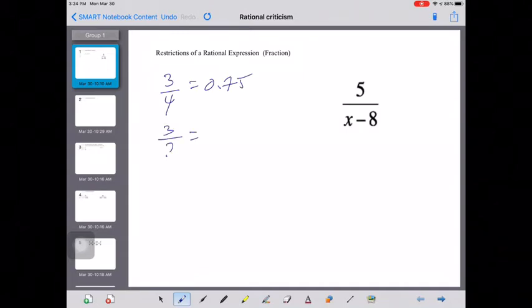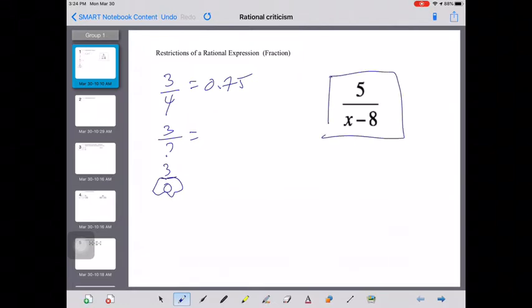Now, if I ask you 3 divided by what will not give you a number, meaning it doesn't really work or doesn't make sense, that number is going to be 0. So 0 is a number that the denominator cannot be. That denominator cannot be a 0. So when we have a rational expression where you have a variable somewhere in the numerator, denominator, or both, what value for x will this rational expression not work?